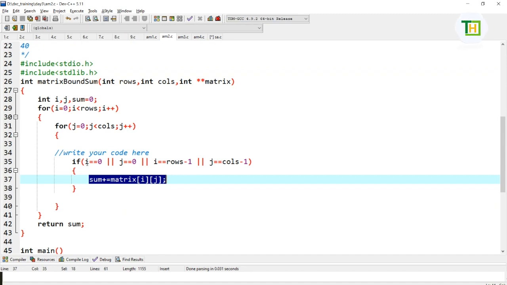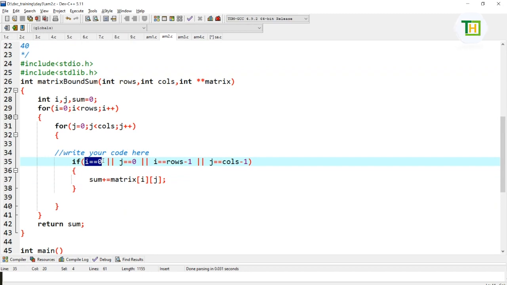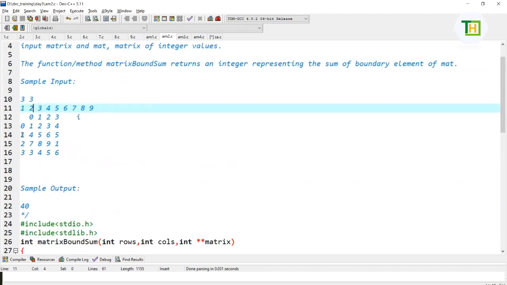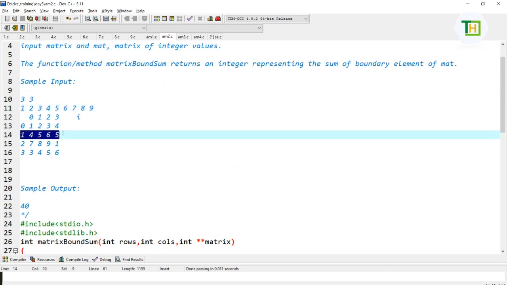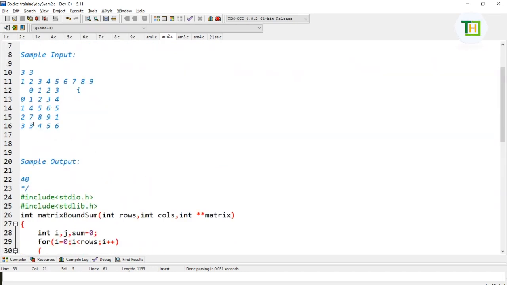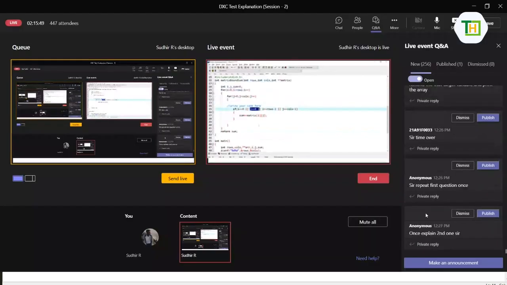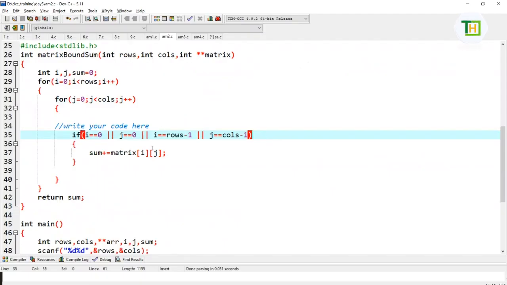For example, I am going for the second row here. At this row, the i value is 1, right? That means this condition is false, and it is going to add this 4 only. Why? Because j is 0. It is going to be added for only one time.